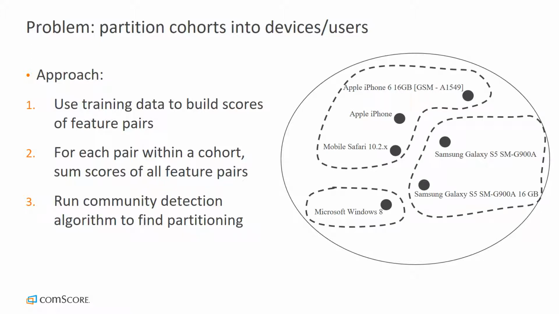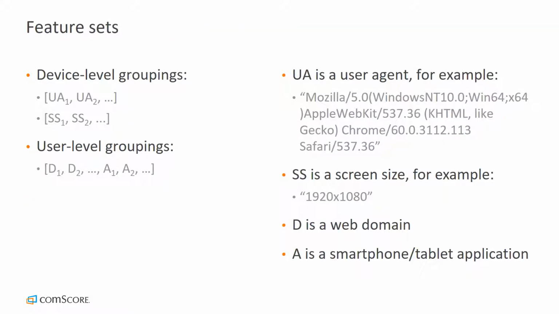Our approach to this problem consists of a few steps. Using training data, we build scores for each pair of features. Once we have these scores, we assign an overall score to each pair of identifiers within a cohort. Finally, we run a community detection algorithm on the resulting graph in order to partition each cohort. We use different feature sets for the device and user level groupings.